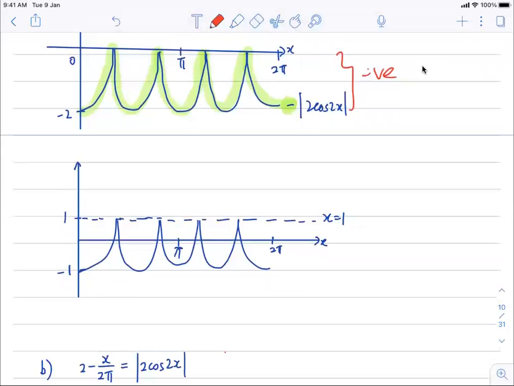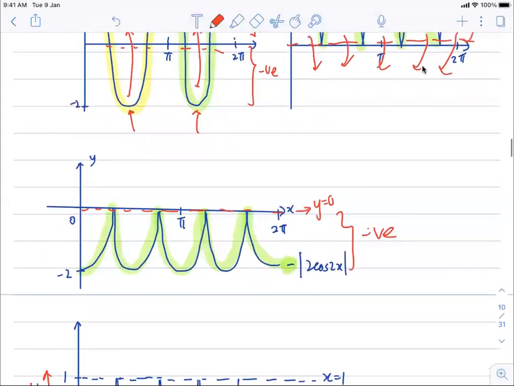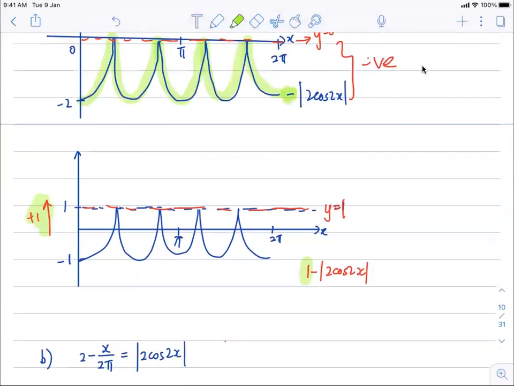Okay, so lastly, we want the graph to be in the form of 1 minus modulo 2 cos 2x. So basically, a 1 is added in front of negative modulo 2 cos 2x. We see that the graph is shifted upward by 1 unit. The previous graph is at y equal to 0, so we shift upwards and the graph becomes y equal to 1. So the whole graph has shifted up by 1 unit. This is the final graph for y equal to 1 minus modulo 2 cos 2x. Okay, next we can move on to part B.